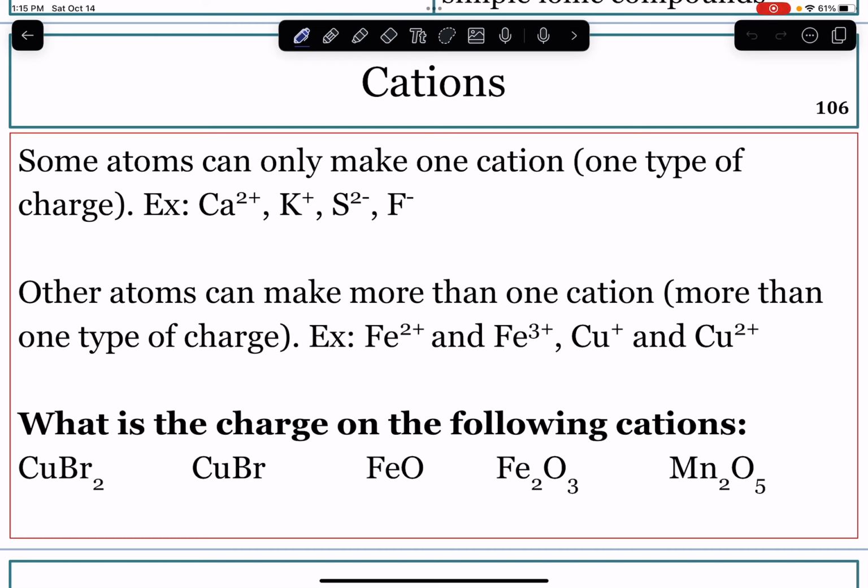So in this example of CuBr2, the bromine always only makes a -1 charge. We have two bromines, therefore the total from bromine is -2. In order to be a neutral compound, the copper must be a +2. Pause to see if you can find the charge on each of the following cations.